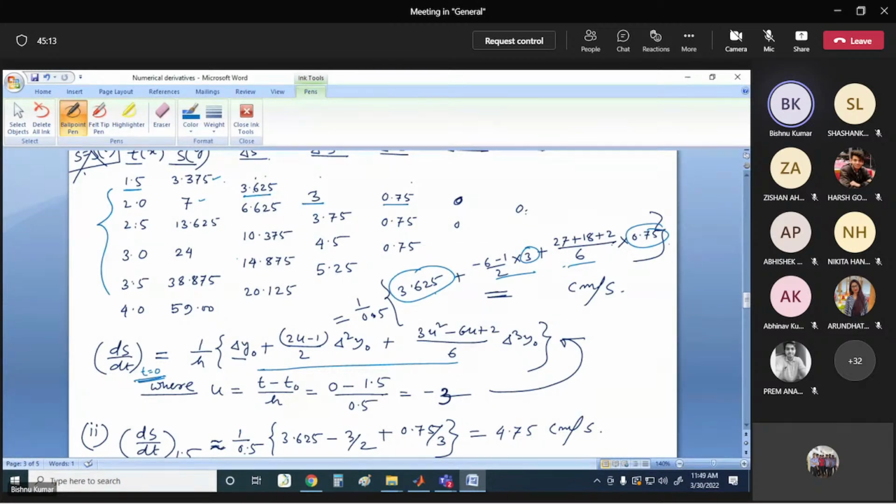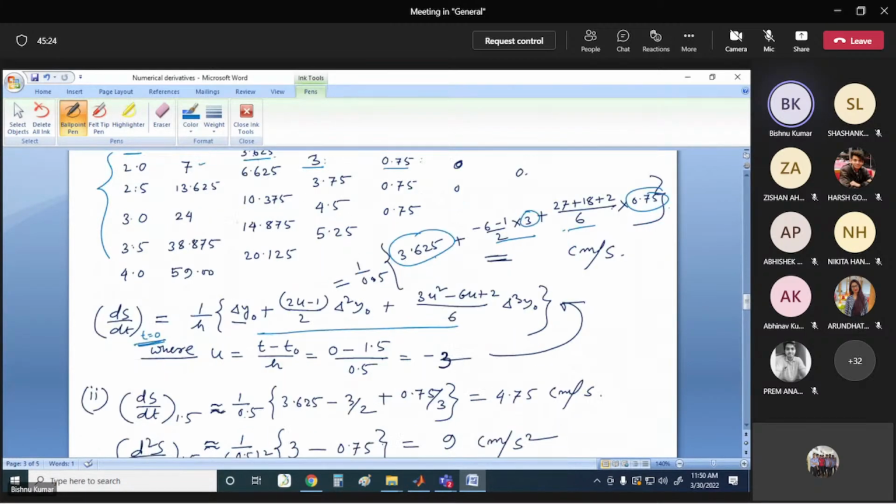For the forward differences, the upper diagonal elements, it is an alternating series. This minus this by 2 plus this by 3. Just see this expression: first difference minus second difference by 2 plus third difference by 3, outside 1 by h. That is 4.75 semi per second. That is the CS1 group you have done in the lab, I think. Is it clear?